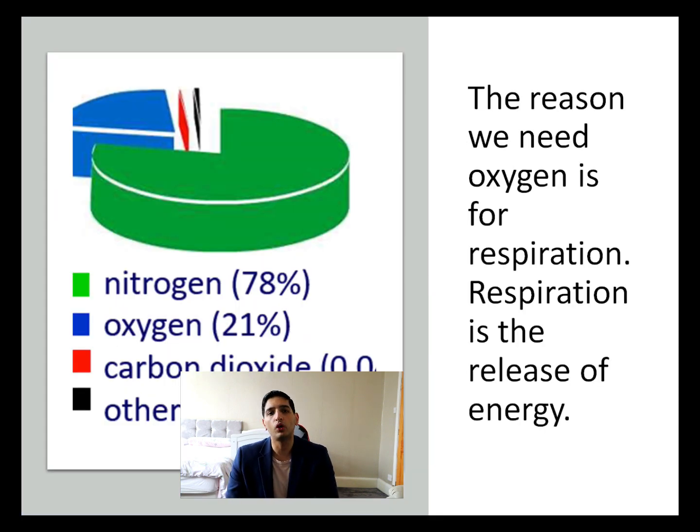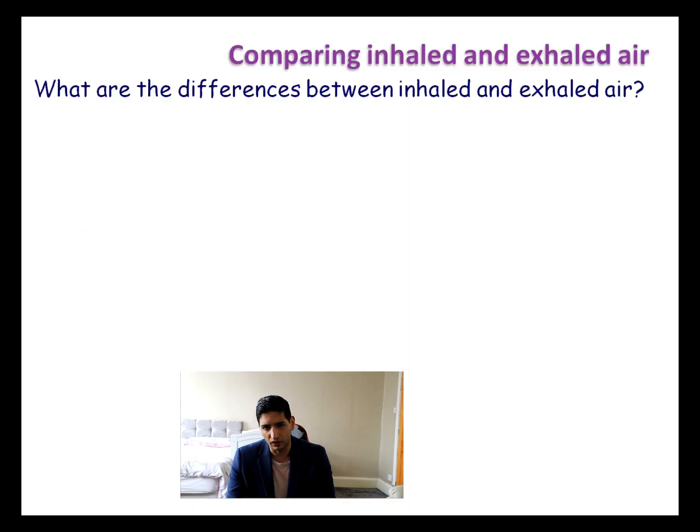Now the air is broken up into these separate gases. We've got nitrogen at 78%, oxygen at 21%, carbon dioxide at roughly 0.04%, and other gases, for example argon and water vapor. Now the reason why we need to breathe in oxygen is because of respiration. Respiration is the release of energy and it occurs inside the mitochondria. The word equation is glucose plus oxygen gives us carbon dioxide and water.